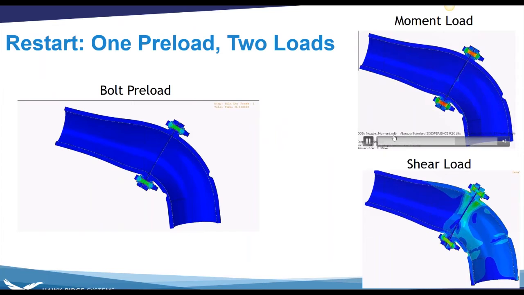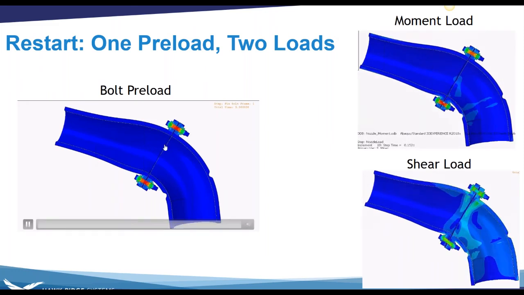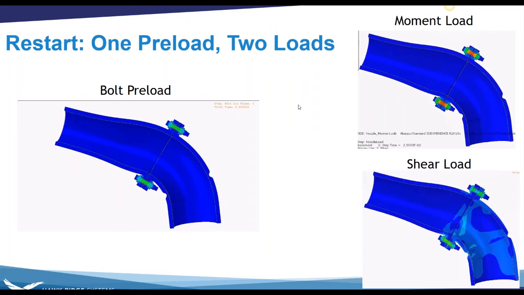Another part of that is that we can use the bolt preload solution to seed our other load cases. So we can use restart simulations to not fully solve retightening the bolts and applying the other loads. Both of the simulations you see on the right side of the screen, the moment load and the shear load, were based on the first initial bolt preload solution.